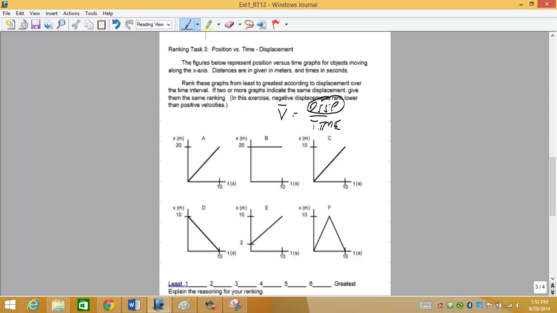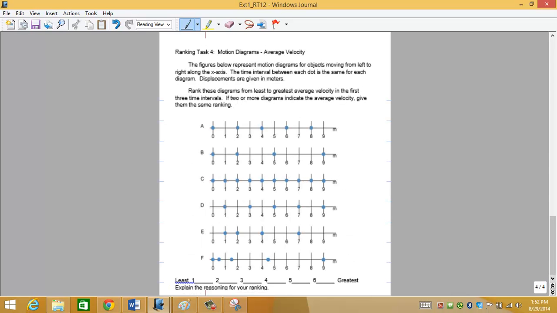In A, I've got a displacement of positive 20. Notice I don't need to divide by time because they're not asking me for velocity. They're just asking me for the displacement. In B, displacement 0 because I didn't go anywhere. In C, positive 10. In D, negative 10. In E, positive 8. And in F, displacement was 0. I wound up where I started, and therefore 0 displacement.